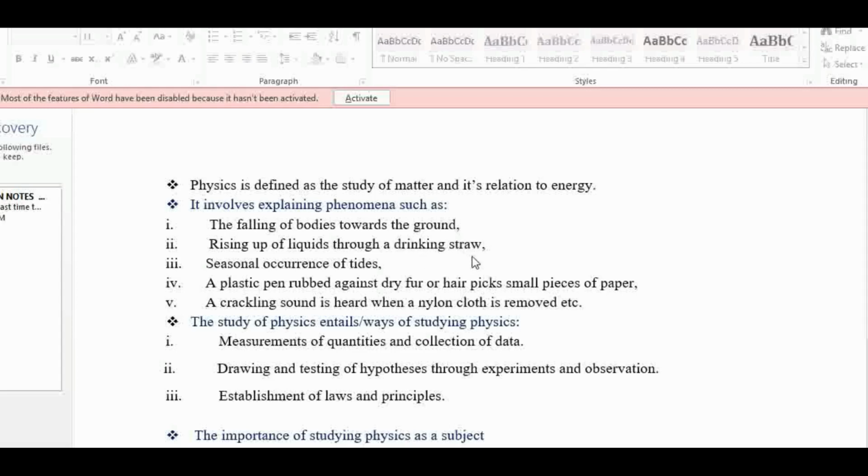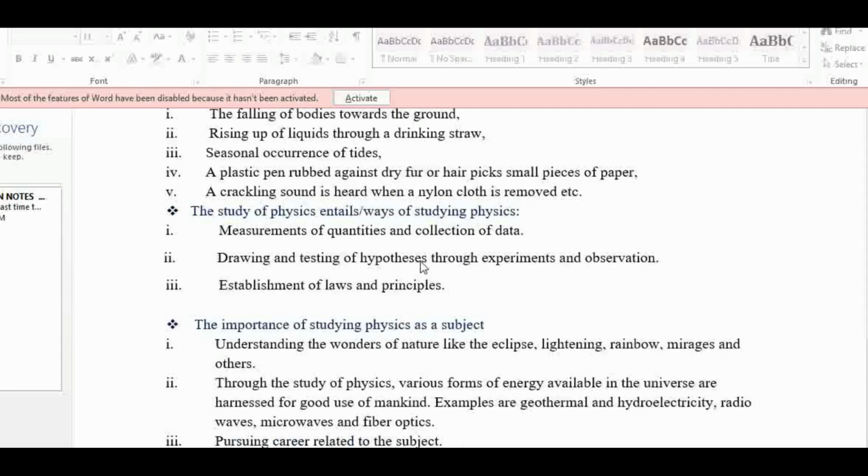Then the next one is the rising up of liquids through a drinking straw. Whenever liquids rise up through a drinking straw, especially when one takes a soda, you'll realize that when you suck the soda using the straw, it rises upwards towards your mouth. So through the study of physics, you can understand and explain what makes this liquid rise up due to some associated forces. Then the third one is the seasonal occurrence of tides. At times we come across tides occurring in the seas. This is also explained in physics.